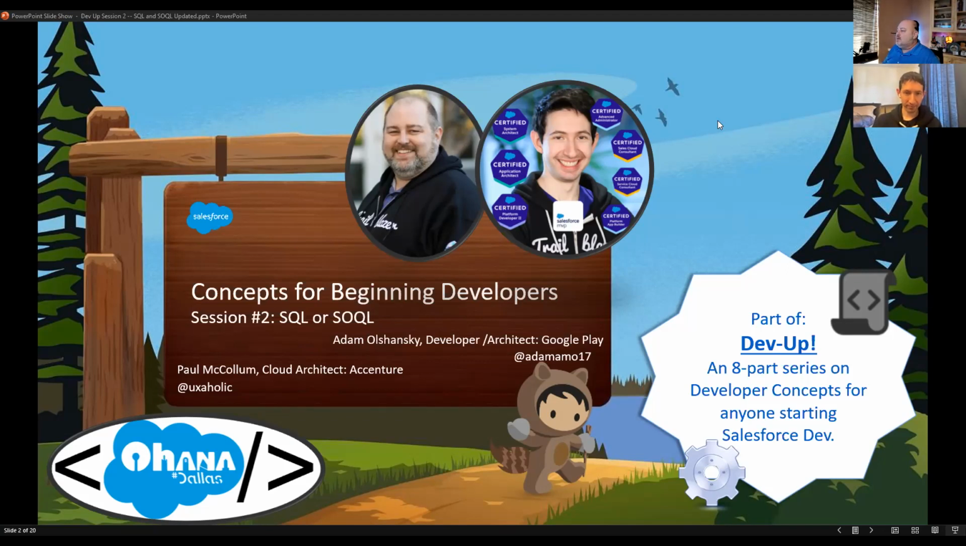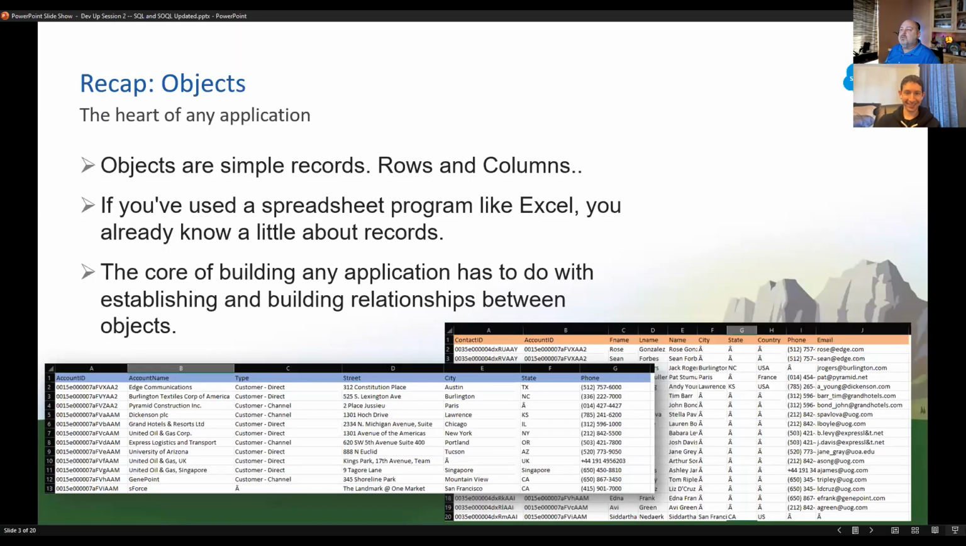In our last session, we talked about objects and relationships, rows and columns. If you've used a spreadsheet, you kind of have an idea of what a database program is, or at least how data is stored in structures. Columns are the fields and rows are the records. A core building block of any application is building a relationship between records, so you'll need to understand how that works.